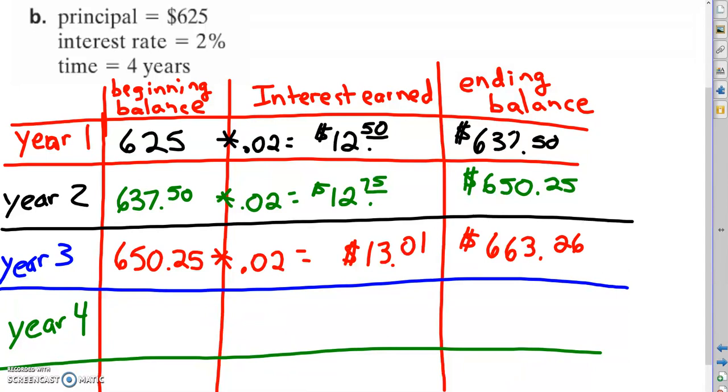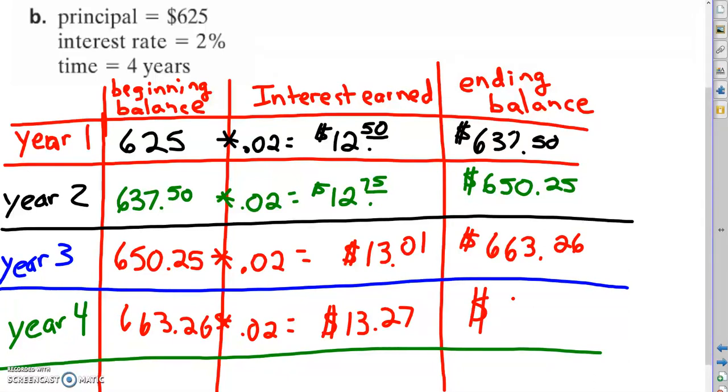which finishes at $663.26. So you're starting year 4 with $663.26. Again, when you multiply by 2%, you probably get a goofy looking decimal. Let's round to the nearest penny. So now you have $13.27. So grand total, final balance, $676.53.